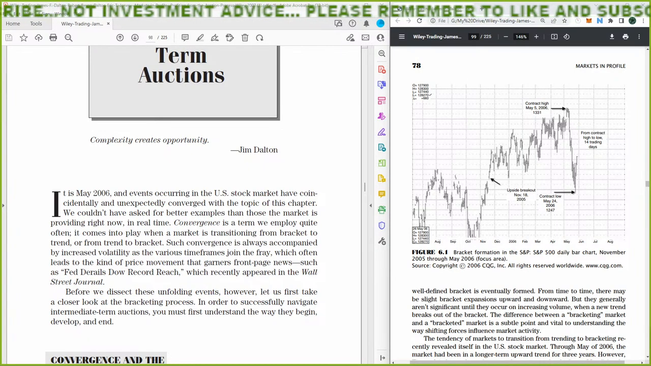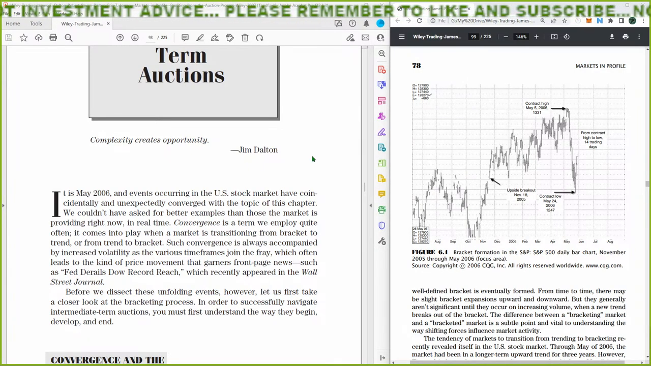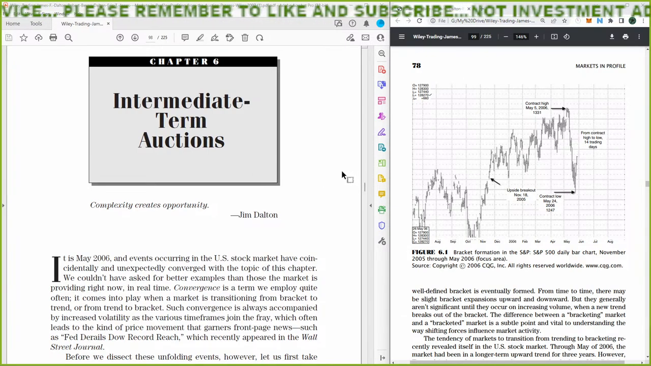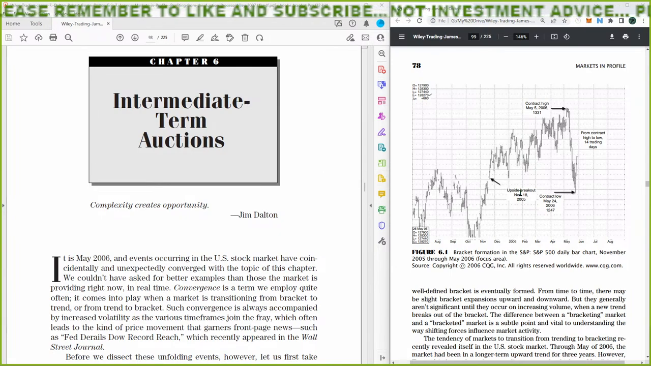Part four, reading markets in profile. We're going to start where we left off, chapter six. Let's get right into it. Intermediate term options.